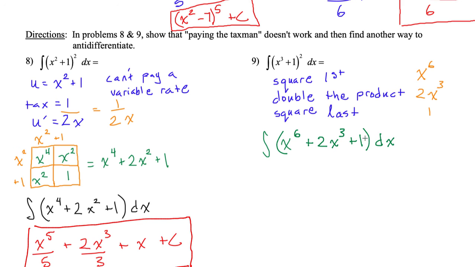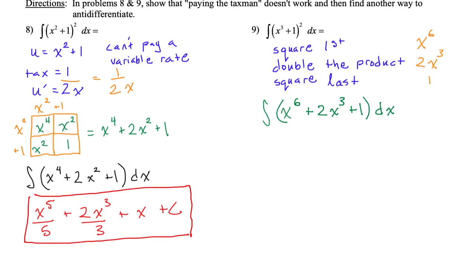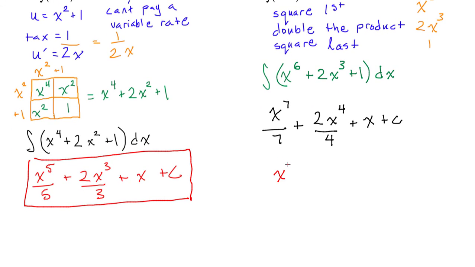dx is like the thickness of those slices, right? That's why we always put it there. And then we take the antiderivative. So I think I can switch to red. Oh no, we're going to have to do a little bit of simplification. So this is going to be x to the power of 7 divided by 7 plus 2x to the power of 4 goes up a power and then divides down by that, plus x plus c. And simplifying that 2 and 4 really quickly, that's x to the power of 7 over 7 plus x to the power of 4 divided by 2 plus x plus c, and there is our final answer.